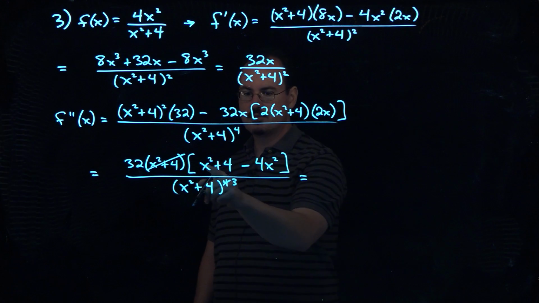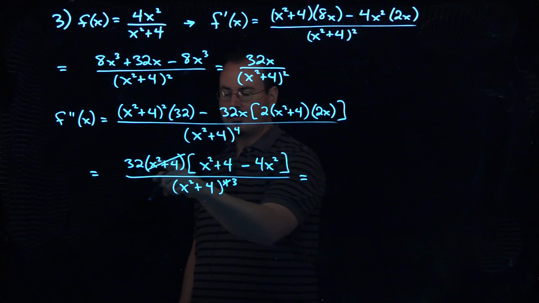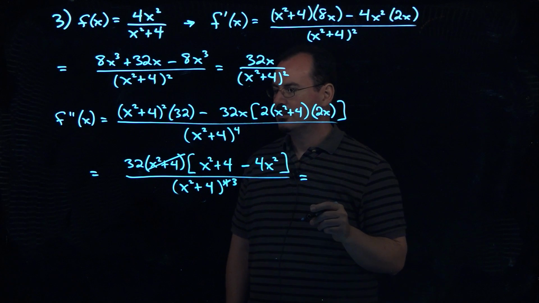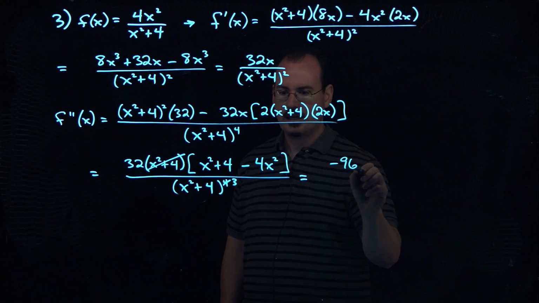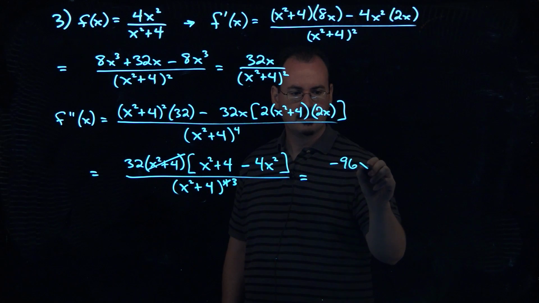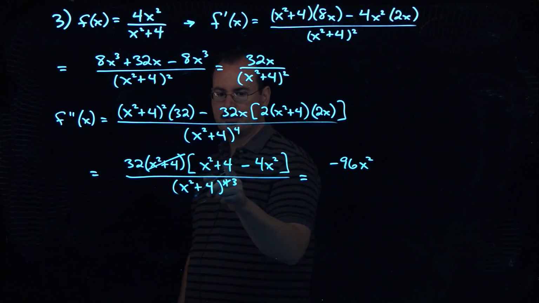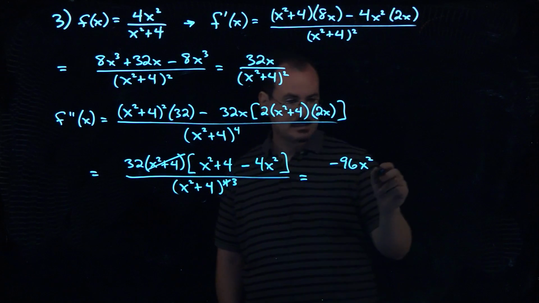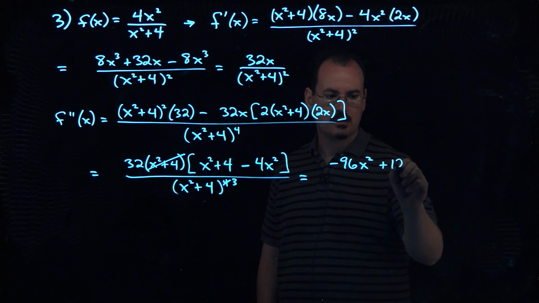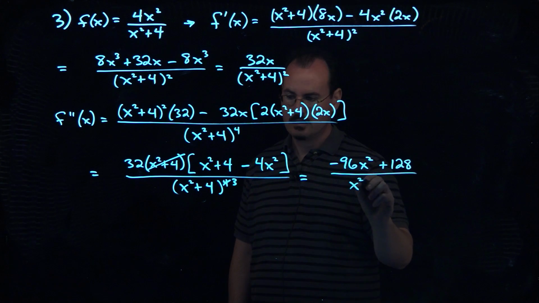I've got an x squared minus 4x squared, that's minus 3x squared. And then if I multiply that by 32, that's 96, right? So I'm going to get negative 96x squared. And then if I distribute that 32 into the 4, I'm going to get 128. So 128. And then this is divided by our x squared plus 4 to the third power.